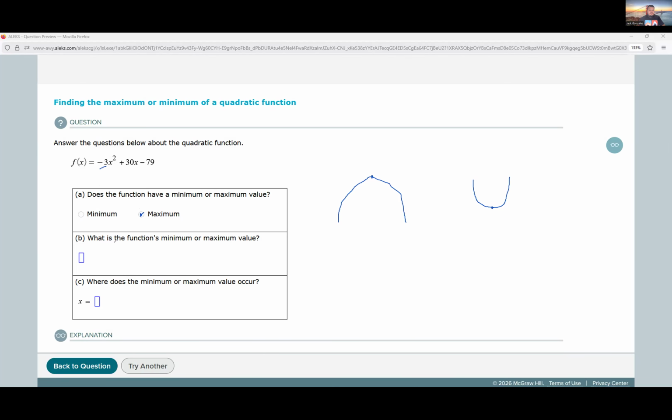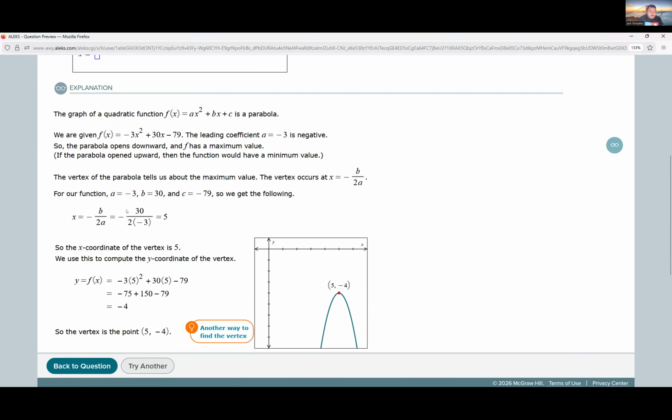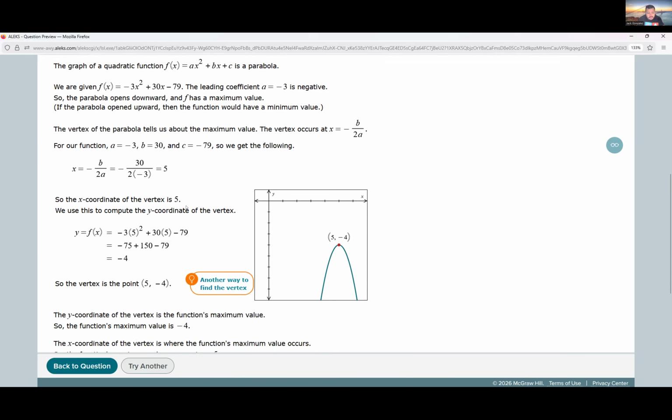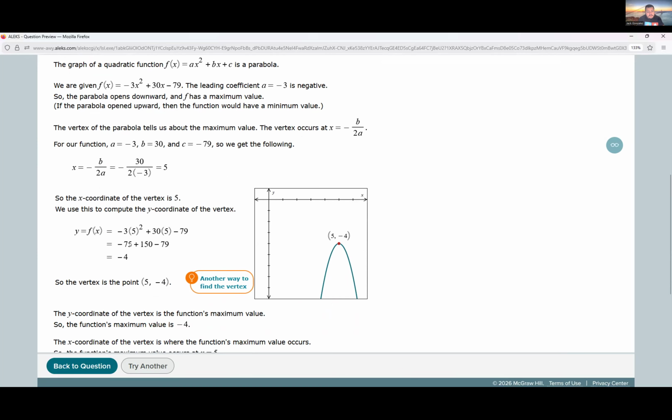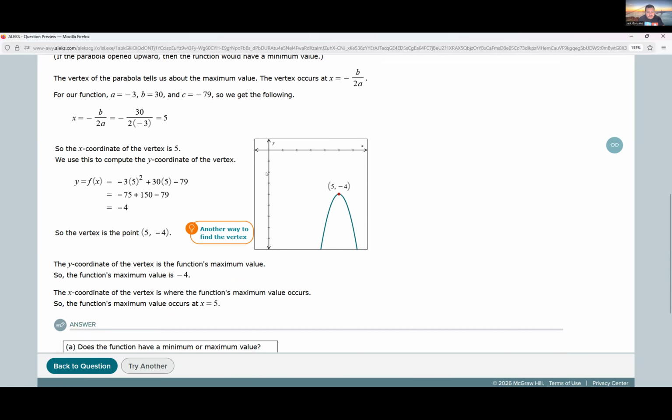Now, what is the minimum or maximum value? Well, you would just use your vertex formula to find it. Let me go ahead and show you right here. Let's look at the explanation here. Oh, there it is. So check it out. Using the formula x equals negative b over 2a, you can find the x value for the vertex. Plug that into the function, and you'll have the y value. Since it's opening down, you have your maximum right here. That's it. As it's opening down, you have a max, and there's the point.